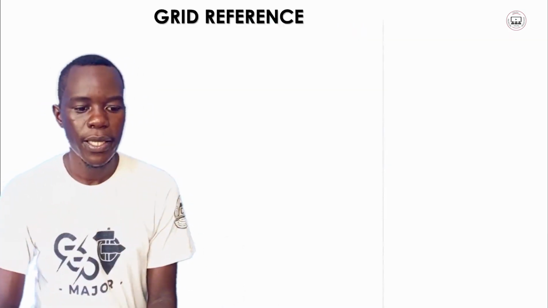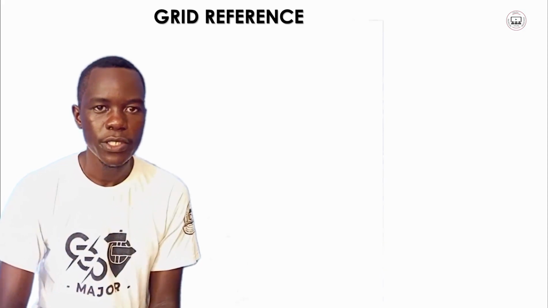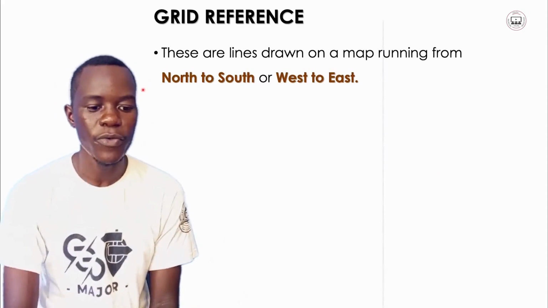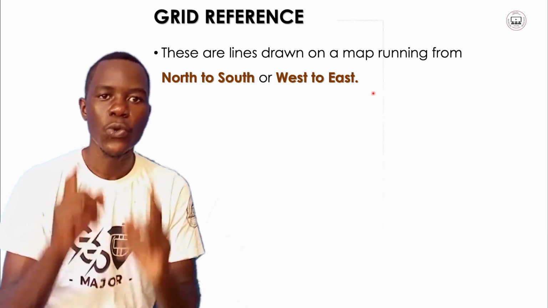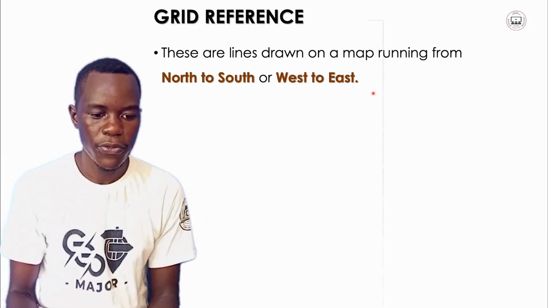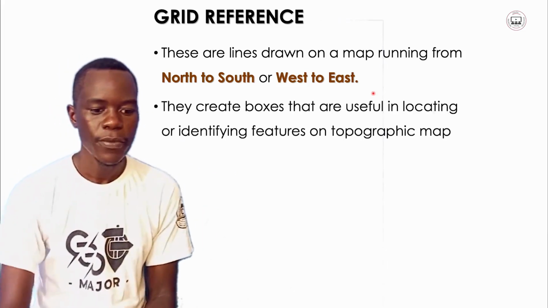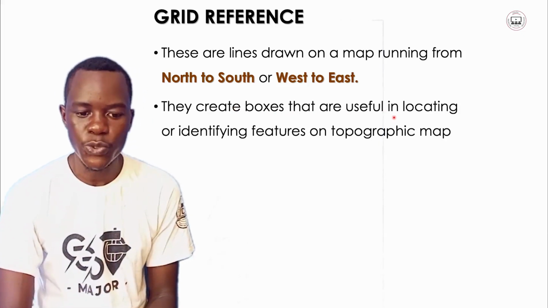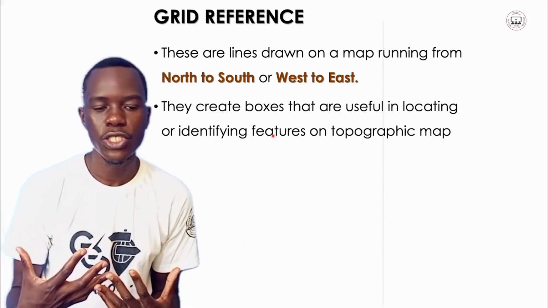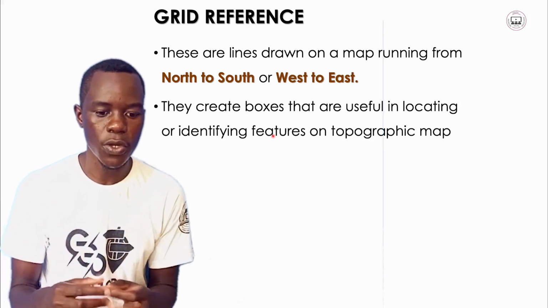Now let's see another element on the map, and this one is the grid reference. The grid references are lines drawn on a map running from north to south or west to east. The lines which are drawn on the map, which run from north down to the south, or those which run from east to west, are known as the grid references. They create boxes that are used for locating or identifying features on a topographic map.